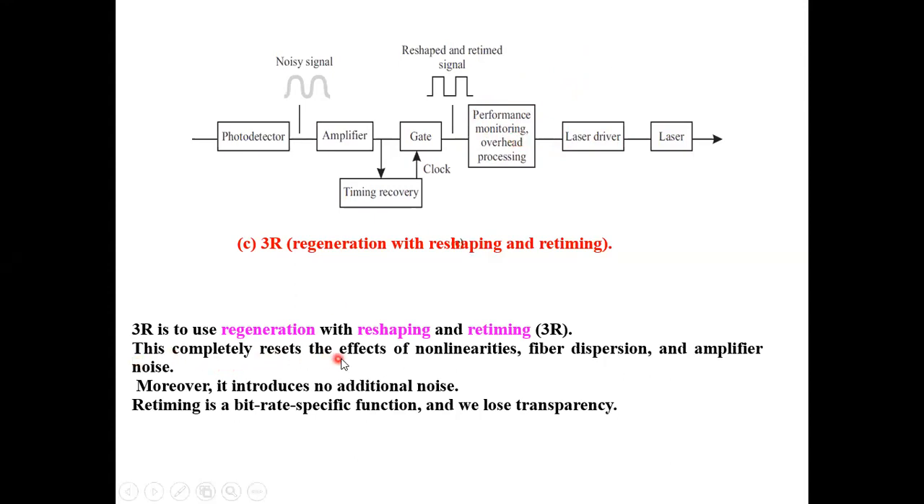So this completely resets the effect of non-linearities, fiber dispersion, and amplifier noise. So the last one is actually the best one, which removes non-linearity, fiber dispersion, and the noise, because apart from the regular transmission, the amplifier also adds noise. So it removes the amplifier noise, or any other additional noise introduced in the transmission.